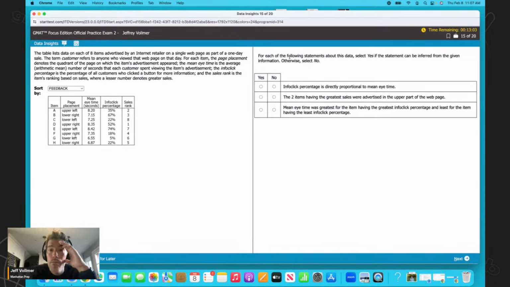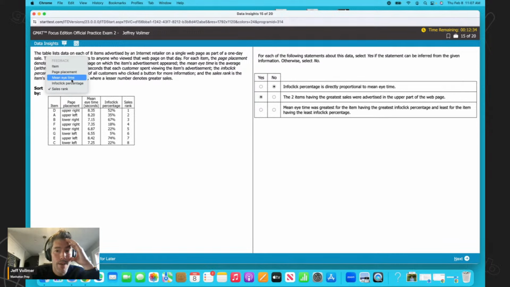Okay. Which of the following can I know to be true? Info click percentage is directly proportional to mean eye time. Directly proportional means there's a linear relationship. So let's go to info click percentage and just rank those. Directly proportional to eye time. This more than triples here. Eye time does not triple. That's a no. 2 items having the greatest sales were advertised in the upper part of the web page. Let's go ahead and rank by sales. So greatest sales, upper right, upper left. That seems correct.